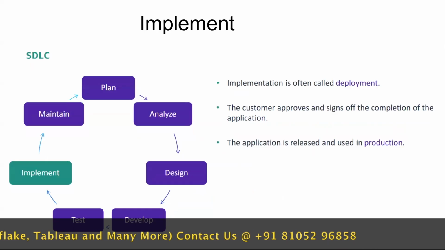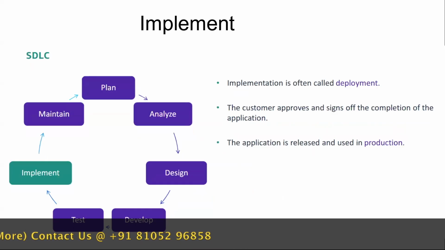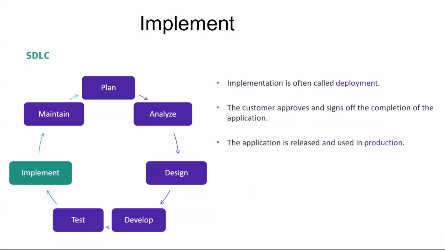Then the next process is implementation, that is deployment in the actual world. The customer has to approve it, then we are going to release it in production. These two terms you have to know: one is testing, then comes production. Under testing we are not actually releasing the product, whereas under production, which is the live one, we are going to release the product.